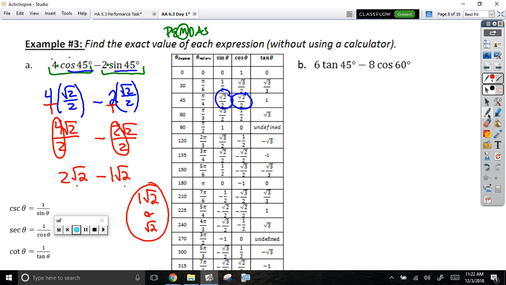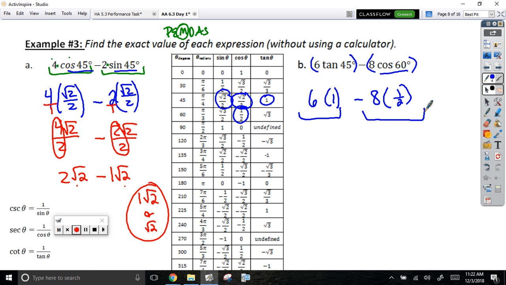Same thing in example B. We're going to go ahead and perform this multiplication first, and then we will subtract them. What is the tangent of 45? 1. That's easy. What's the cosine of 60? Cosine, 1/2. Again, you must perform multiplication first. So 6 times 1 is 6. 8 times 1/2 is 4. Then we can subtract those to get 2.